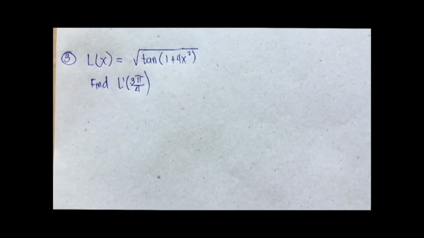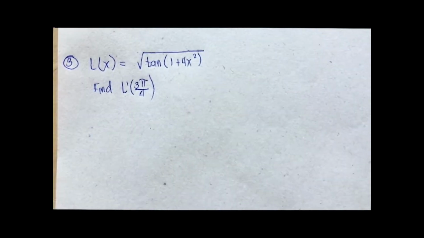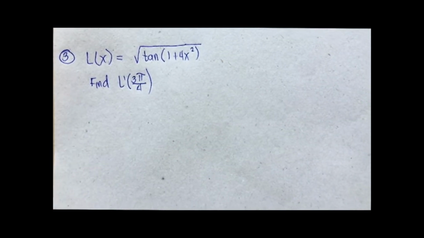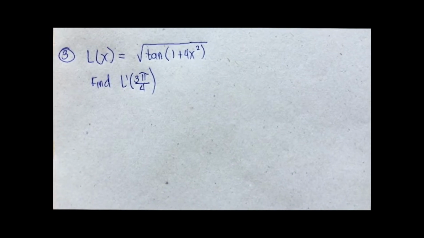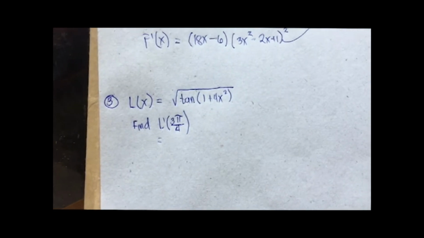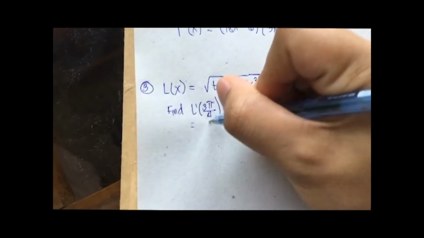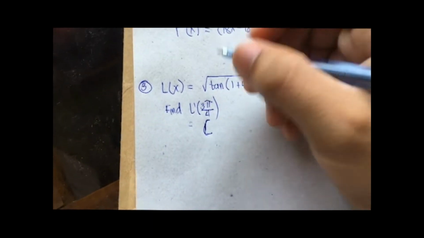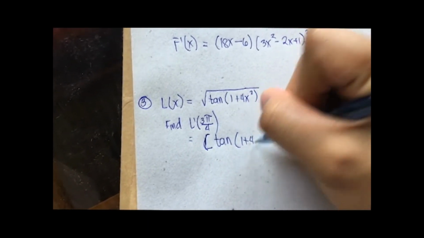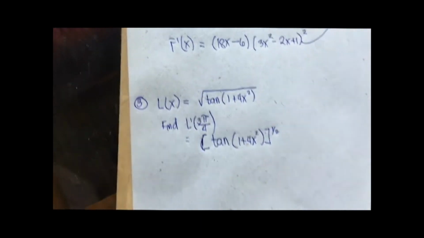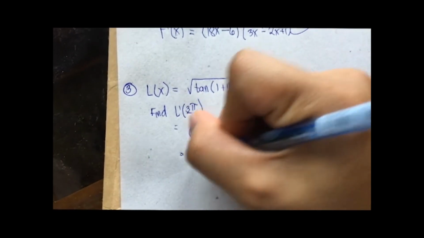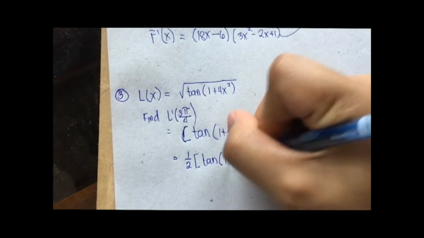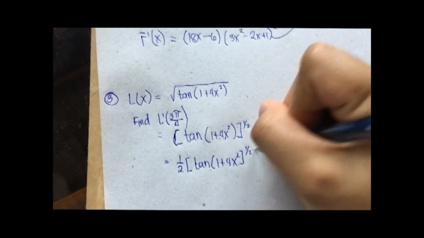Example number 3. So, let's proceed to our third example. We have L of x is equal to the square root of tan(1 plus 4x squared). And we are going to find L prime of 3 pi over 4. So let's start. Let's get the derivative. It would be better if we transform this into exponential form. So we have tan(1 plus 4x squared) raised to 1/2. Apply the power rule: 1/2 times tan(1 plus 4x squared) raised to 1/2 minus 1.